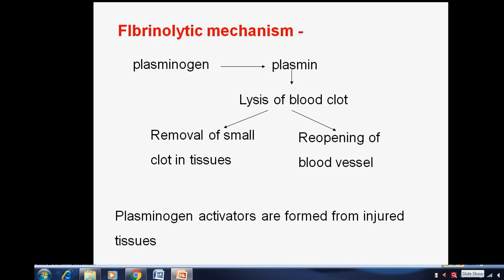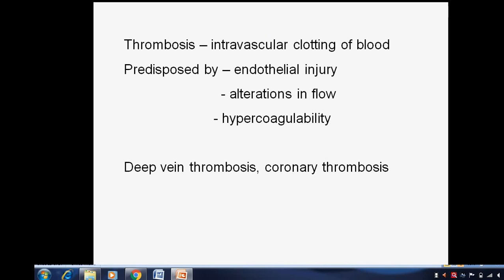When we see thrombosis, that means intravascular clotting of blood, which is predisposed by endothelial injury, alterations in flow and hypercoagulability. These are the predisposing factors concerned with thrombosis. Deep vein thrombosis and coronary thrombosis are some specialized or localized important thromboses.